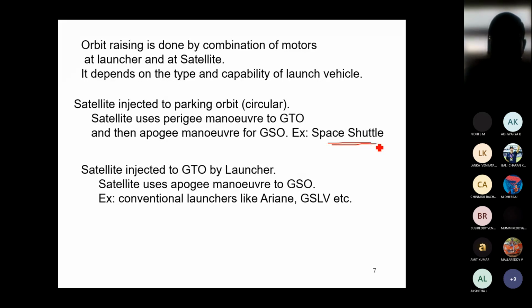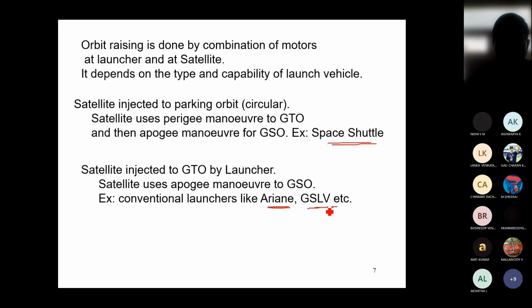So the satellite is injected to GTO by the launcher. The satellite uses apogee maneuver to GSO. That is what we discussed at the point of apogee. Apogee means away from the Earth. So there is a change to the GSO orbit. There are many space shuttles or rockets. One is called Ariane. Ariane is the rocket which is used by European countries.